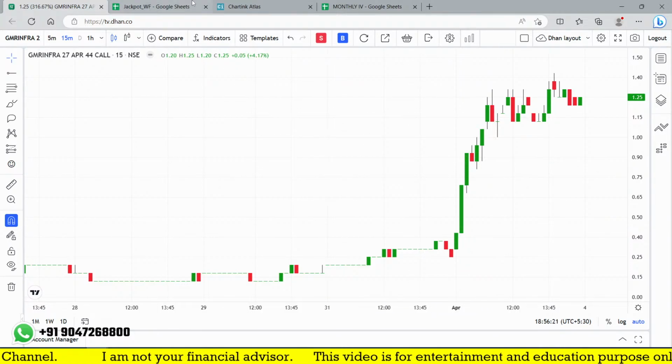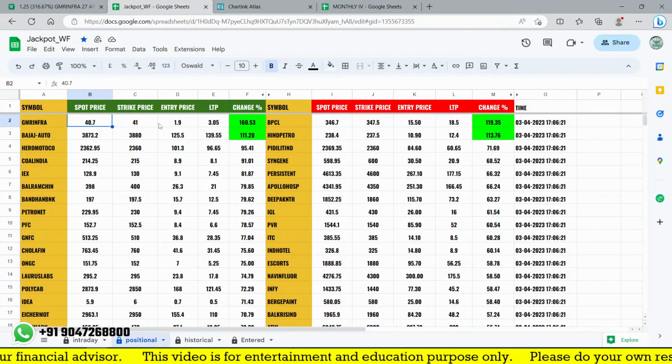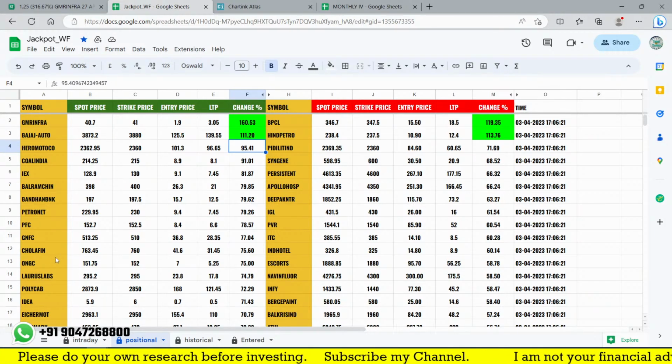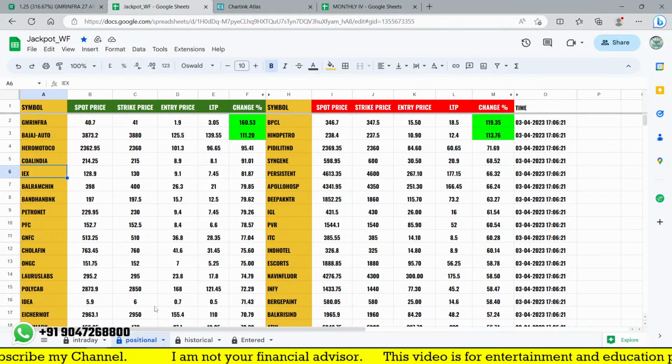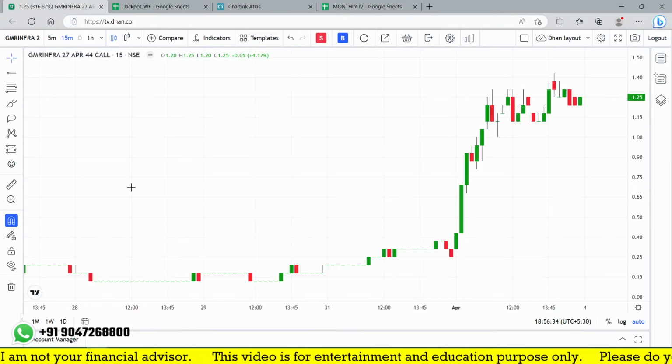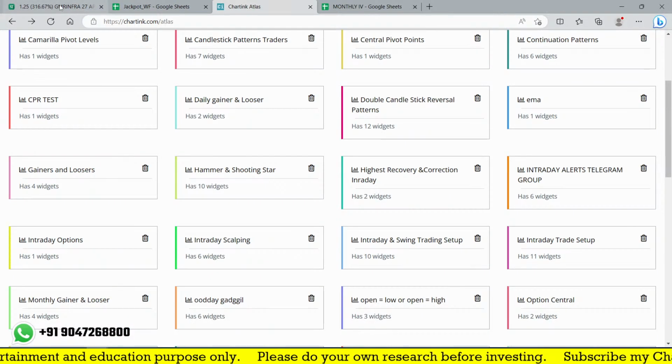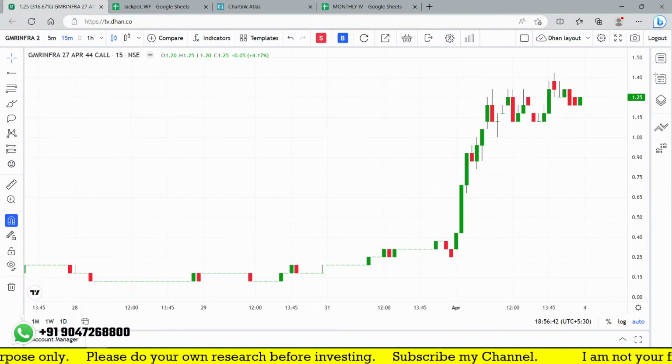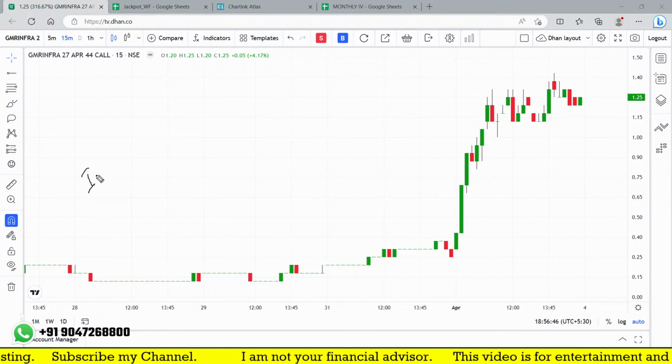Bajaj Auto doesn't have liquidity in strike prices like the 4060 call option, and even Hero MotoCorp is nearby. In Coal India and IEX, maybe IEX this month has the ability to give you some opportunities for positional entry. Don't confuse it. Our ATM strike price is what we select at the start of the month, and the ITM strike price likewise.